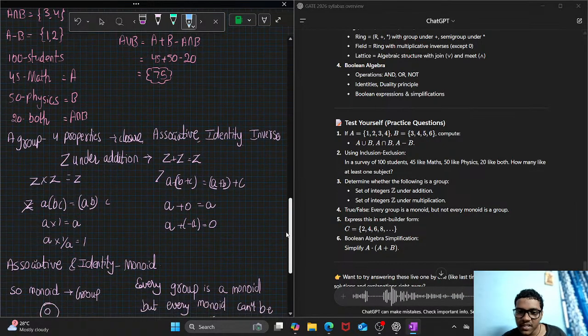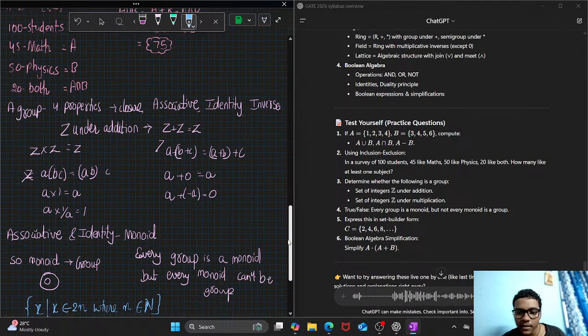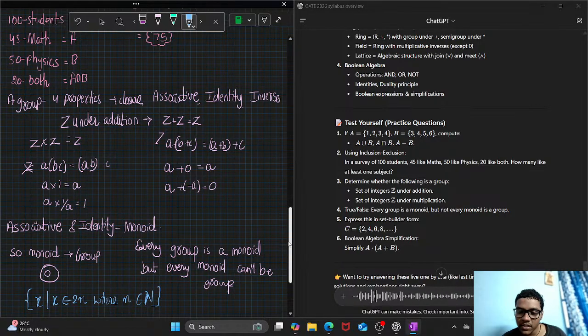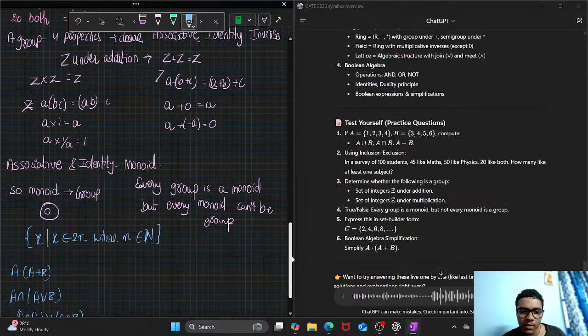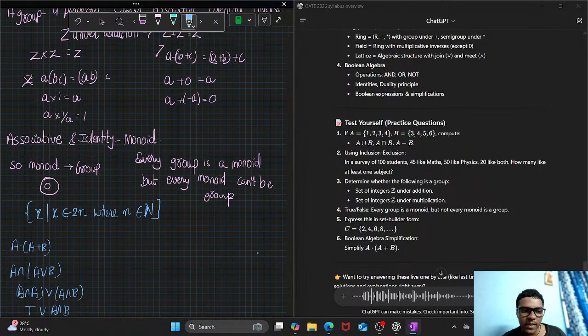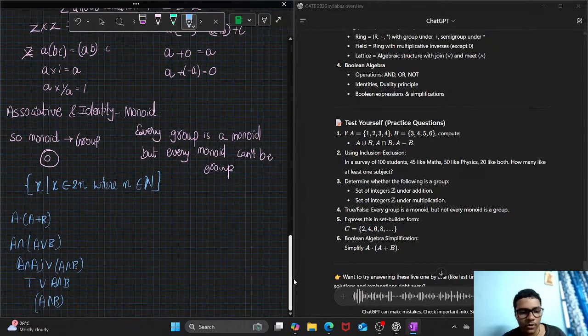And for the third question, both of them are groups because they are following all the four properties: closure, associative, identity, and inverse. And for the fourth question, yeah, that is a true statement. Every group is a monoid, but every monoid cannot be a group because if the set of elements follow associative property but not the closure property, then it can be a monoid, but it cannot be a group.